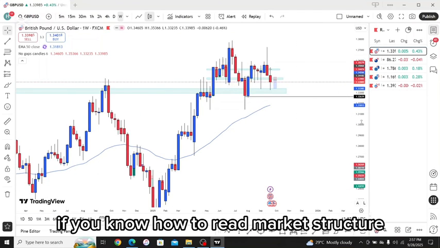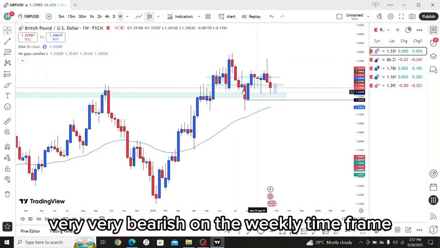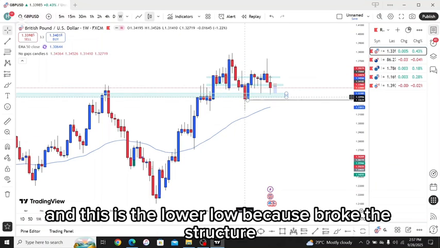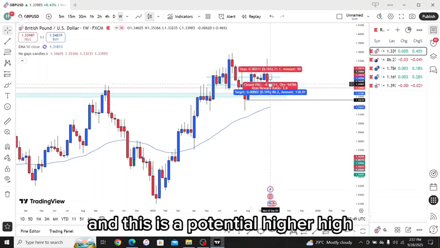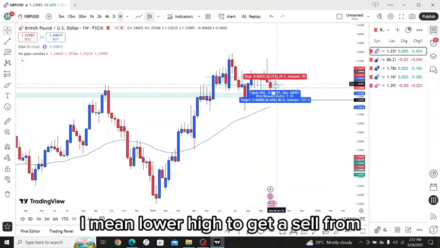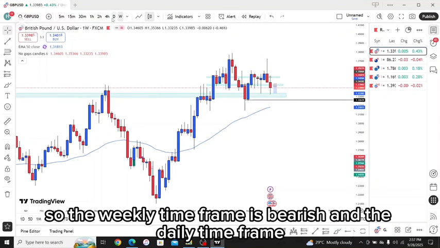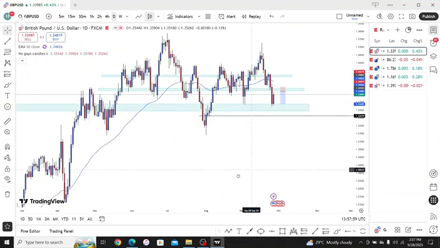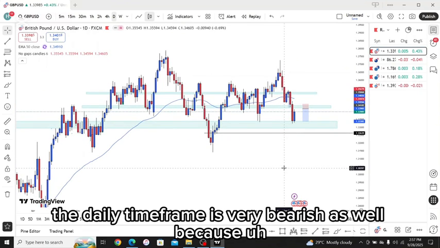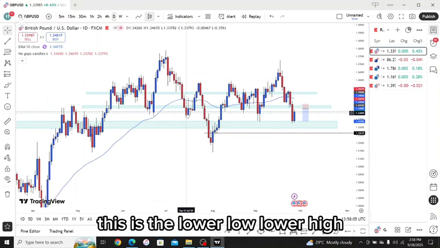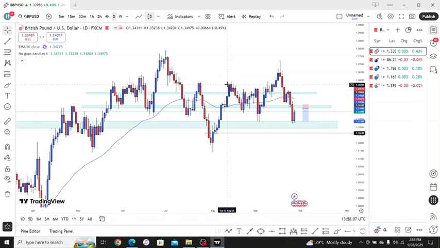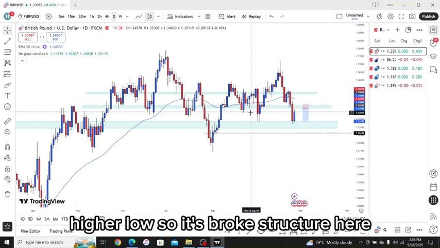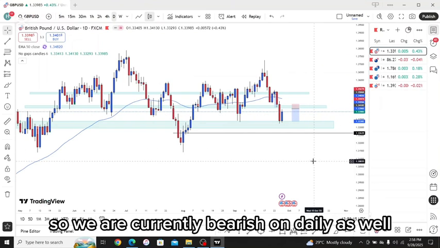If you know how to read market structure, you know this price is very bearish on the weekly time frame. This is the higher high, higher low, higher high, and this is the lower low because it broke the structure, and this is a potential lower high to get a sell from. So the weekly time frame is bearish, and the daily time frame is very bearish as well, because this is the lower low, lower high, lower low, lower high, lower low, higher high, higher low. So it broke structure here. So we are currently bearish on daily as well.